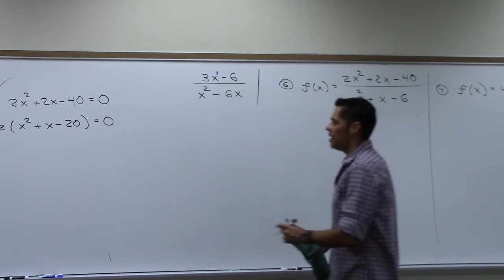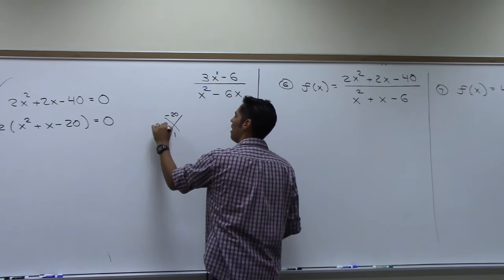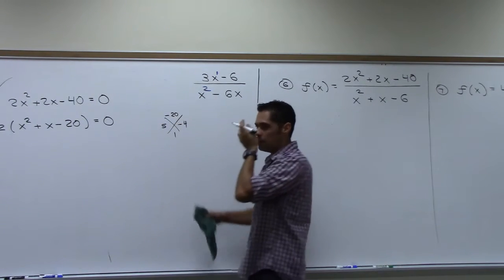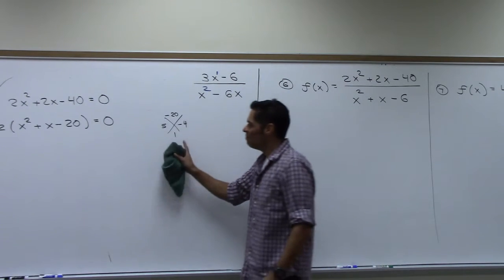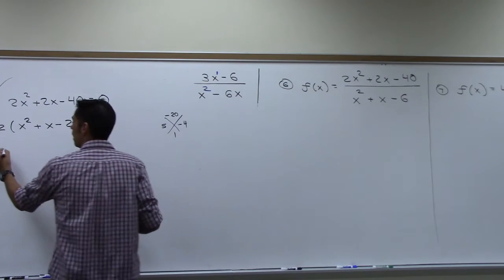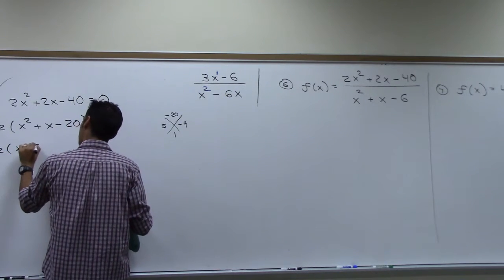So you'd make a little table over here. Negative 20 and 1, positive 5 and negative 4. Then you go through the steps and you factor it out. Is that 2? Yeah, let's talk about this too. Let me finish this part up first.